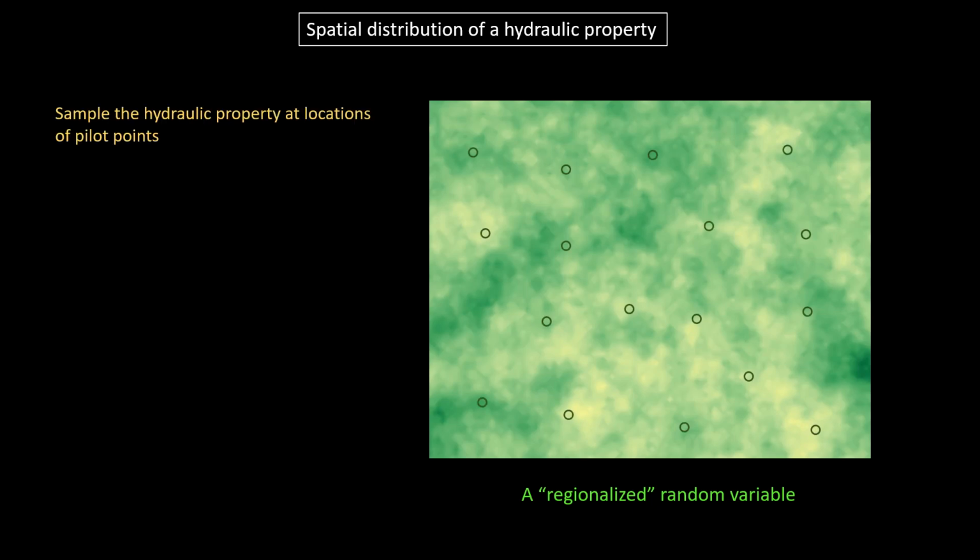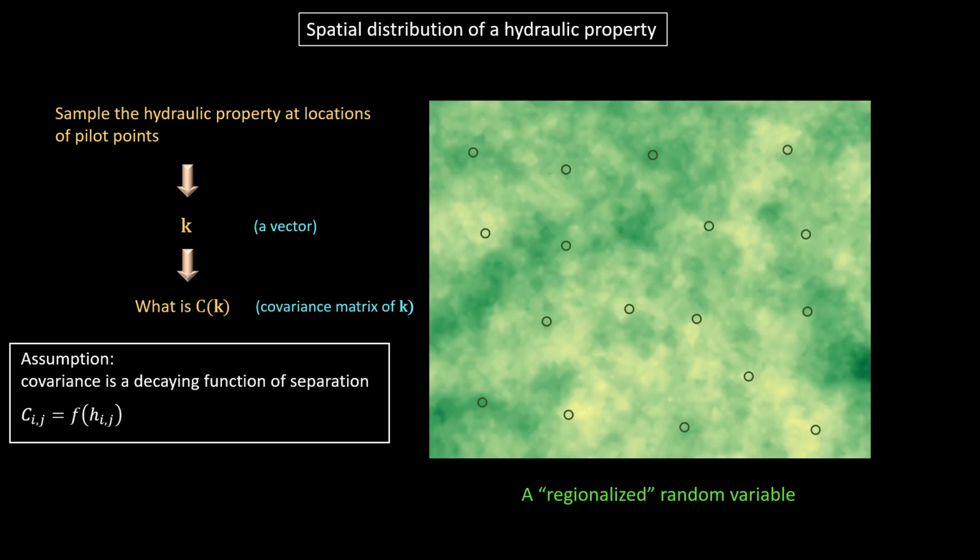Normally we work with pilot points, so we work with samples of this regionalized variable. We have a vector, a random vector, a vector of, say, hydraulic conductivities at each one of these pilot points. So there's our random vector. We need a covariance matrix for that vector. How are we going to build this?